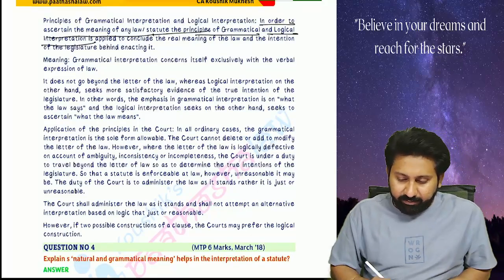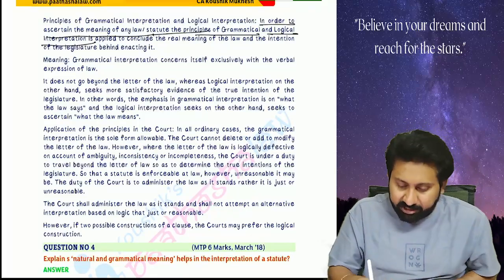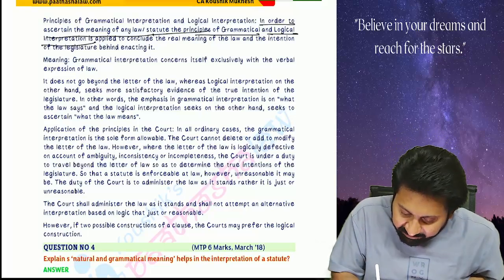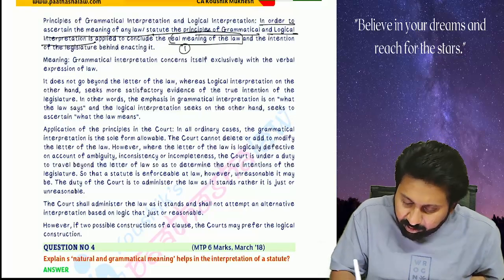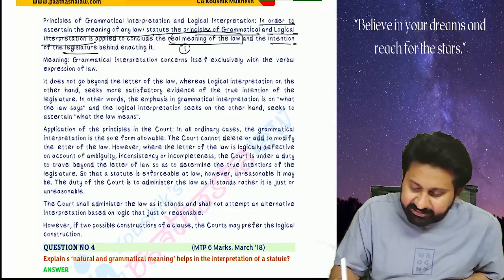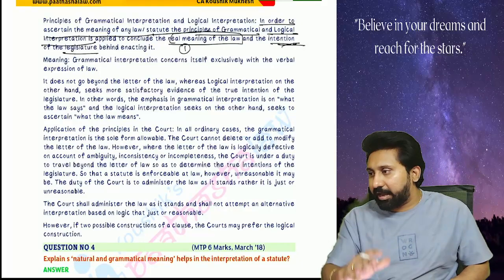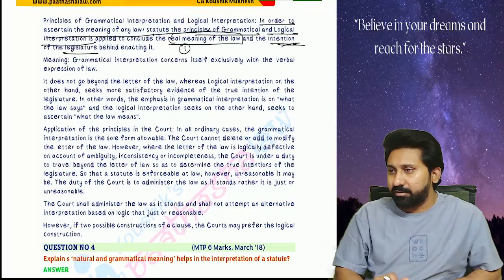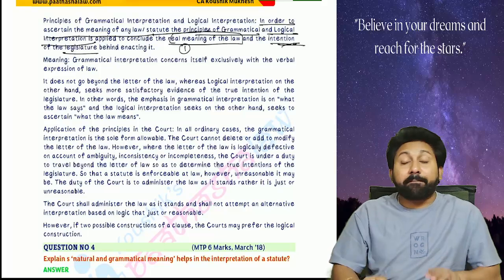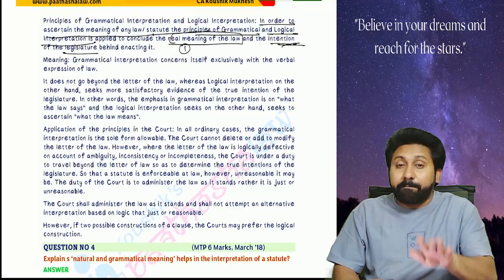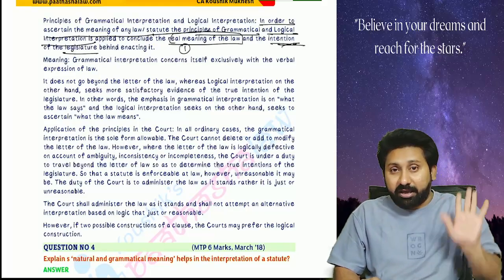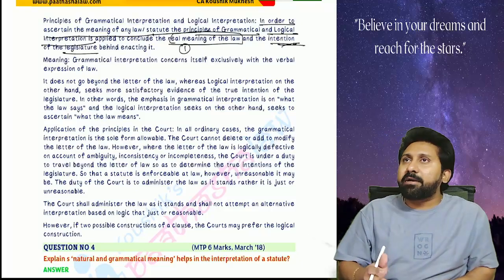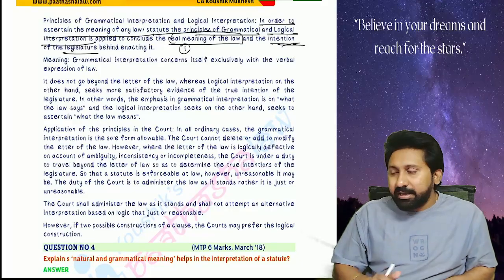Next, why do you make interpretation? Two purposes. First one, the real meaning of the law and the intention of the legislature. Legislature means lawmaker. Parliament is a legislature. Parliament approves the law. So Parliament will be treated as the lawmaker. Sir, there are MPs in Parliament, but they don't write the law.